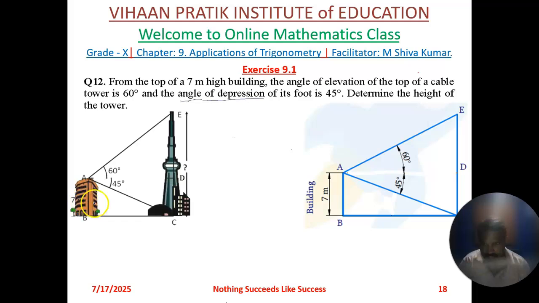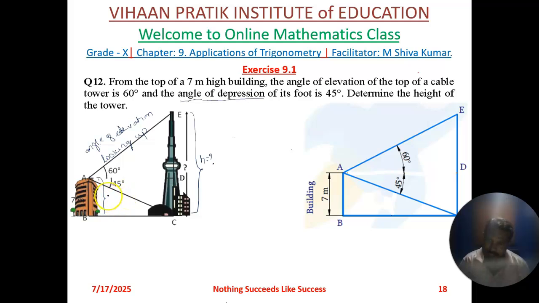So see students, this is the height of the building. This is the height of the building and this is the height of the tower, which we don't know. H, we don't know. Now this is the top of the building. From top of the building there is an angle of elevation. Angle of elevation in the sense looking upward. I'll write it here. Angle of elevation means looking up.